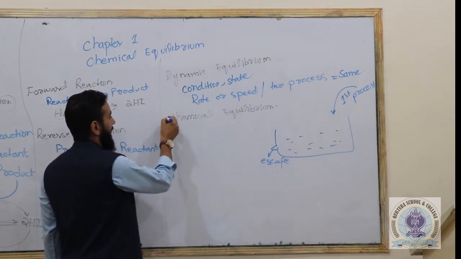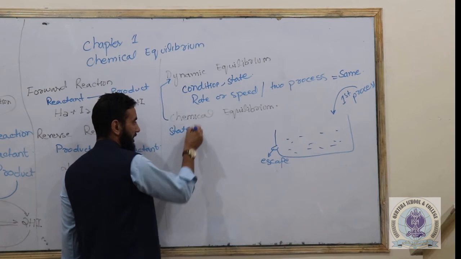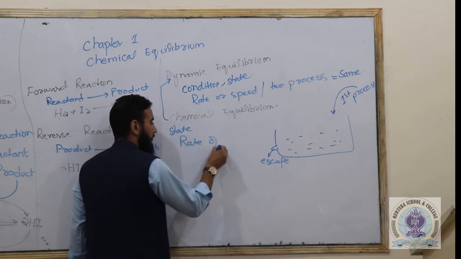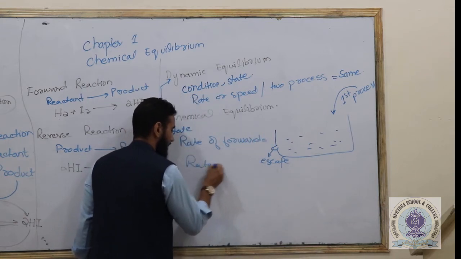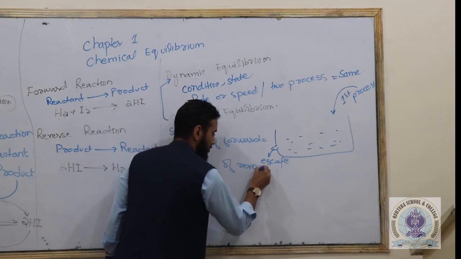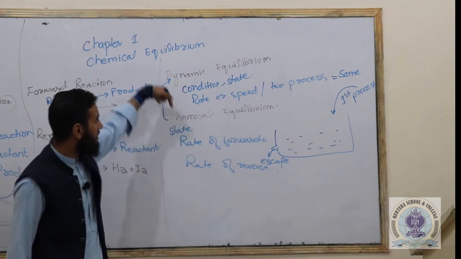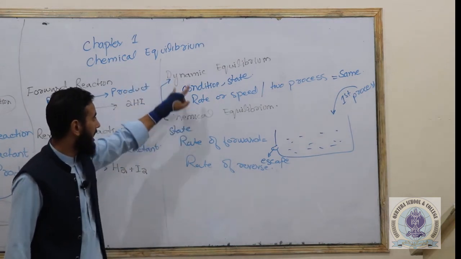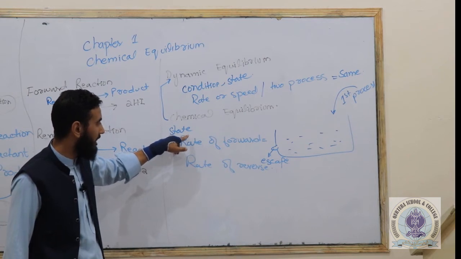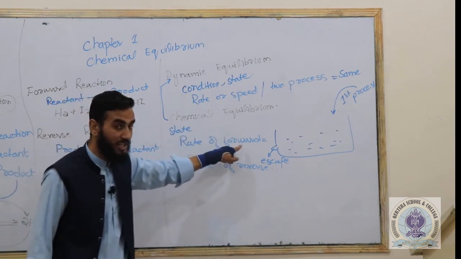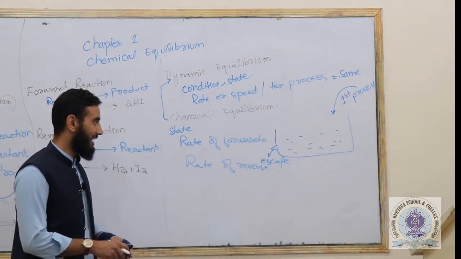Similarly, chemical equilibrium is one type of dynamic equilibrium, at which, at the state of chemical equilibrium, the rate of forward reaction equals the rate of reverse reaction. Dear students, as I wrote here, chemical equilibrium is a type of dynamic equilibrium. As dynamic equilibrium is a condition or a state, chemical equilibrium is also a state or a condition at which the rate of forward reaction is equal to the rate of reverse reaction in a chemical system or in a chemical reaction.